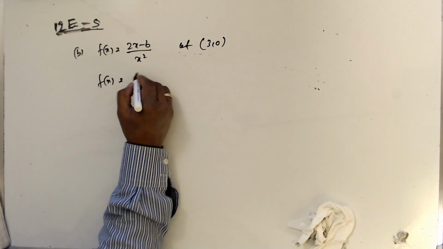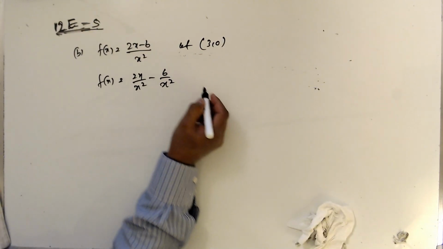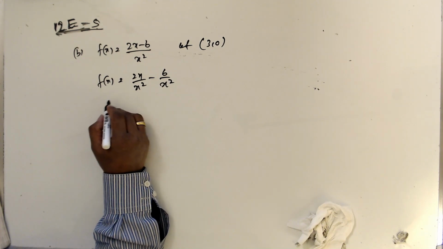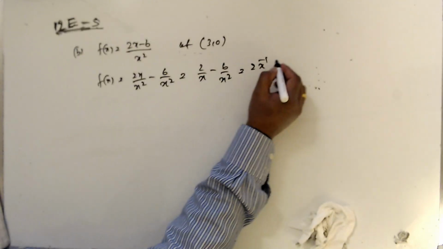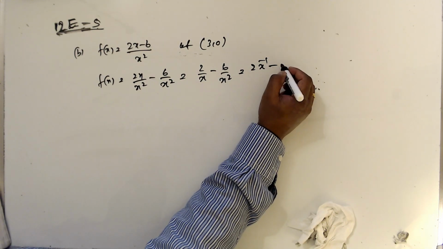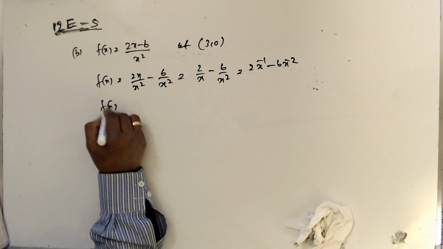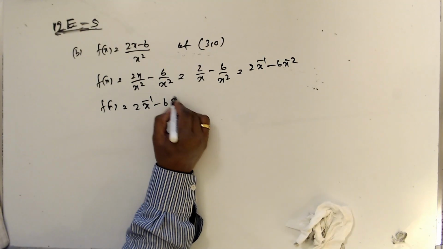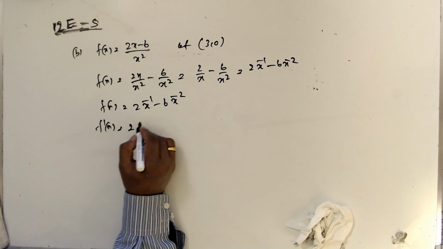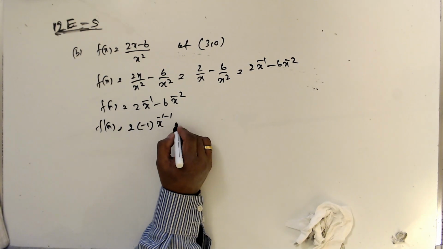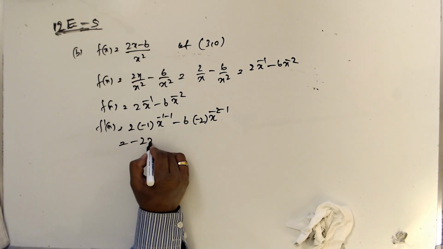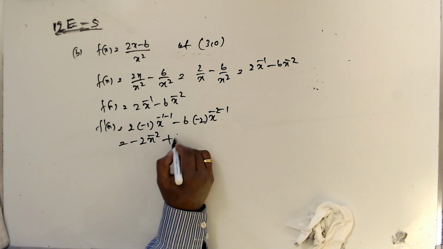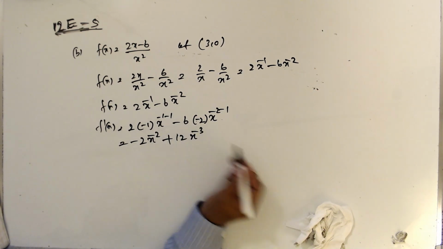So we want to find the gradient at this point. So f of x equals 2x over x squared minus 6 over x squared. So this is going to be 2 over x minus 6 over x squared, which is 2x to the minus 1, minus 6x to the minus 2. So f of x equals, I rewrite here, 2x to the minus 1, minus 6x to the minus 2. Then f dash x equals 2 times minus 1 x to the minus 1 minus 1, minus 6 times minus 2 x to the minus 2 minus 1. So this is going to be minus 2x to the minus 2, and this is going to be plus 12, 6 times 2, x to the minus 3.